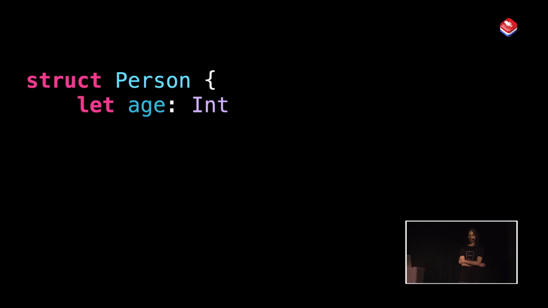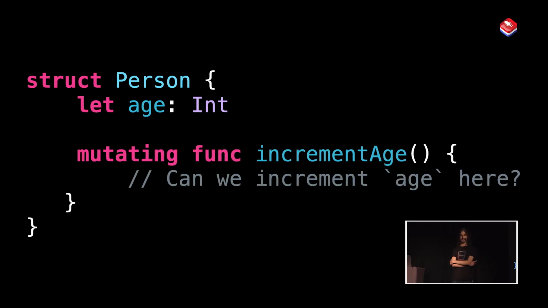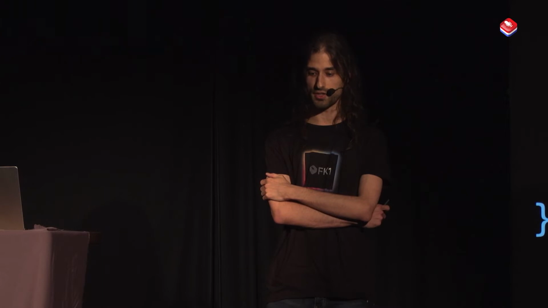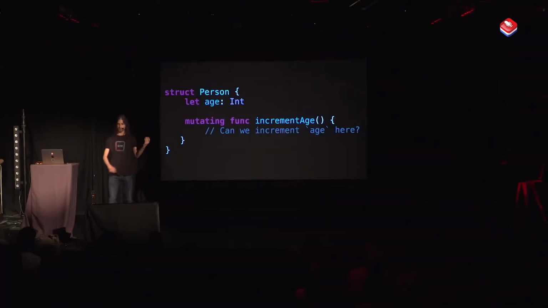value types. I forgot to write that one. So once again, let's introduce some code. We have a struct called Person. I'm storing an age in a let property. And then I have defined a mutating method called incrementAge. And I want to ask you, could we increment the property age inside that method?